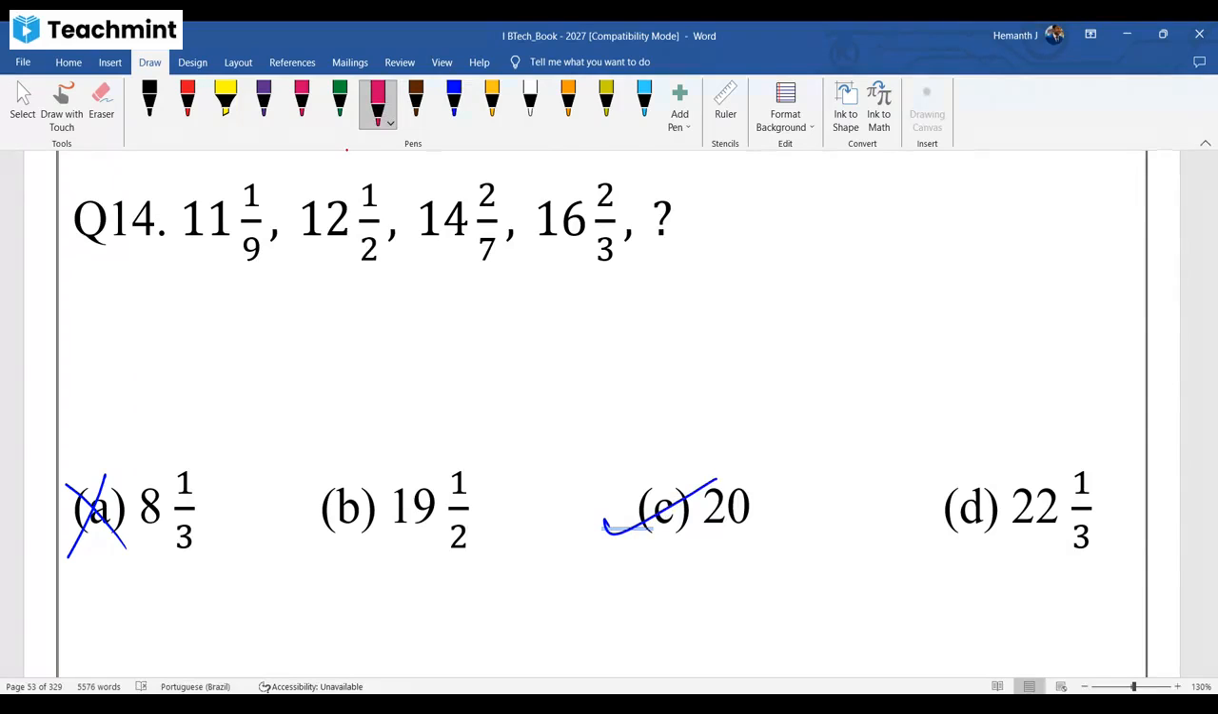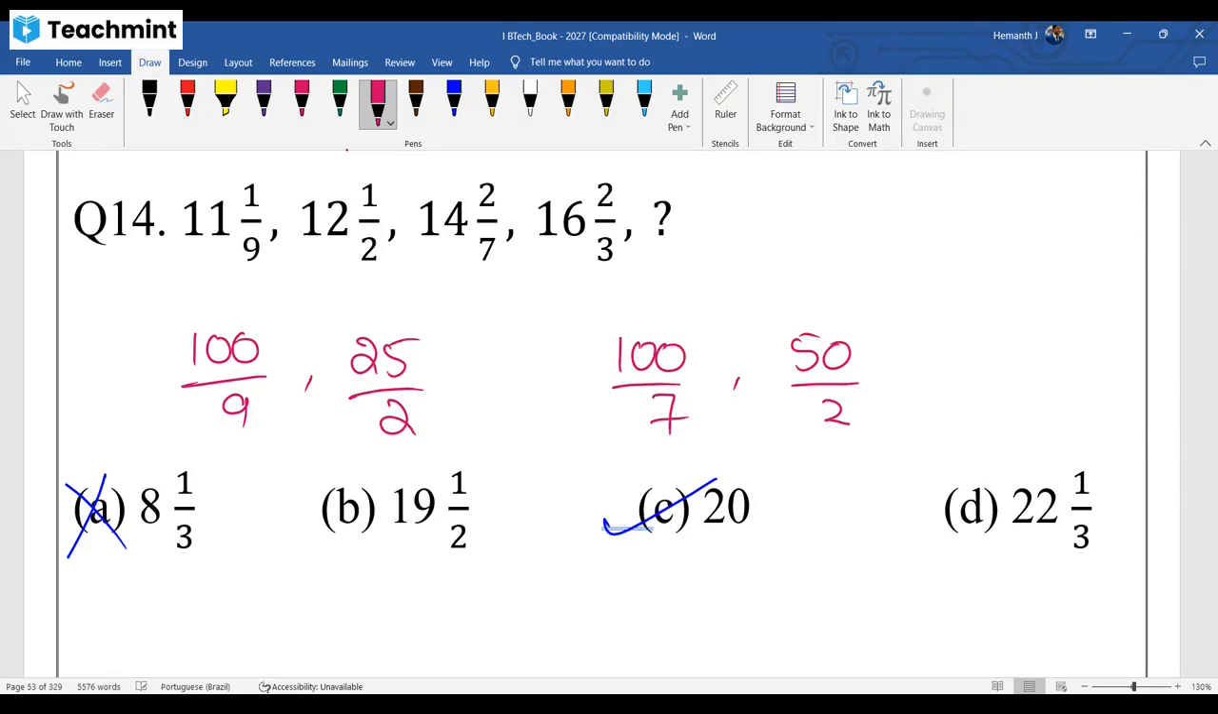11 1 by 9, mixed fraction. What is the fraction? 11 9s, 99, 99 plus 1 is 100 by 9, right? 12 half is 12 into 2, 24 plus 1, 25 by 2. 14 7s, 98, 98 plus 2, 100 by 7. 48 plus 2, 50 by 3. Up to here, are you clear? I'm writing that mixed fraction as a fraction.